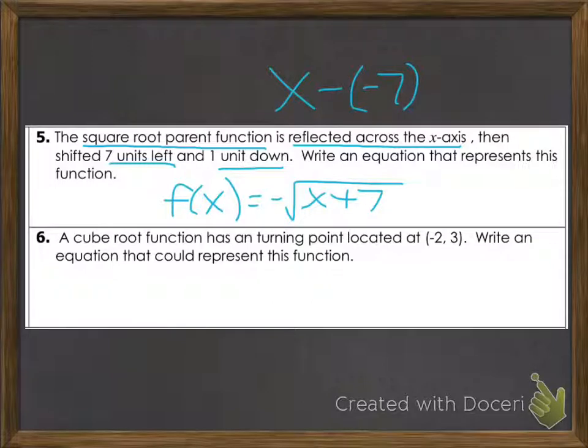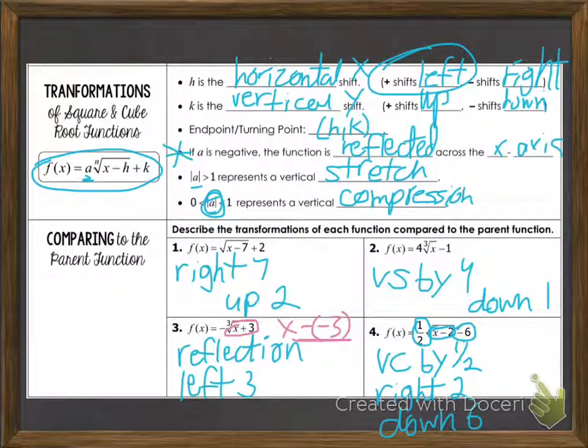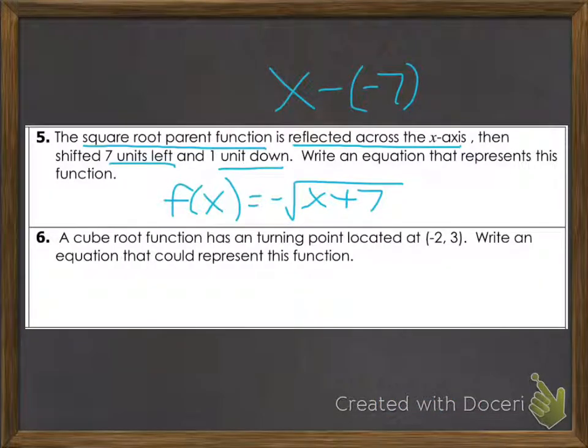And lastly, it's going 1 unit down. So if it's going down, then it's going to be negative right there. So minus 1. That's our equation. Now let's look at number 6. We have a cube root function, a little different.